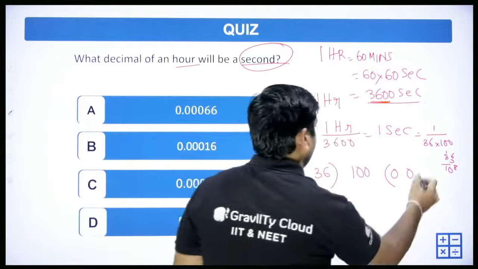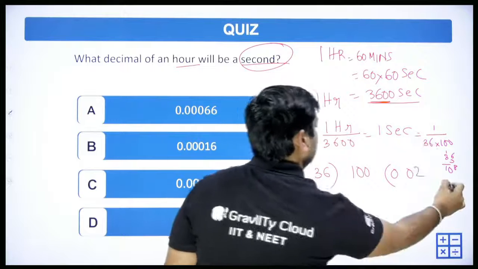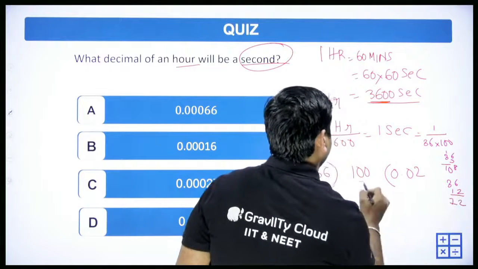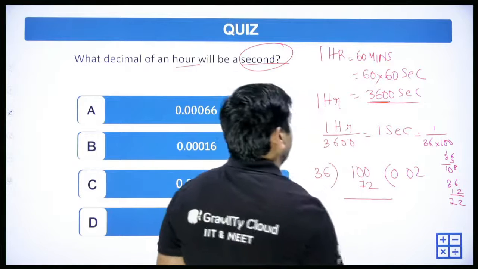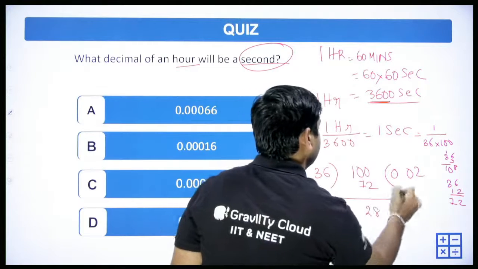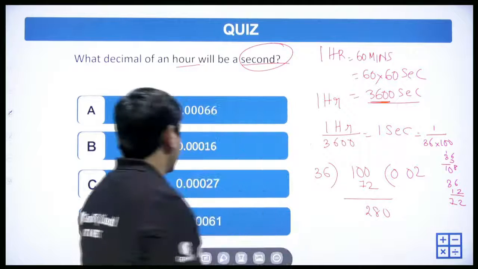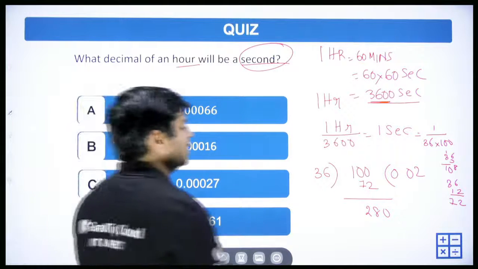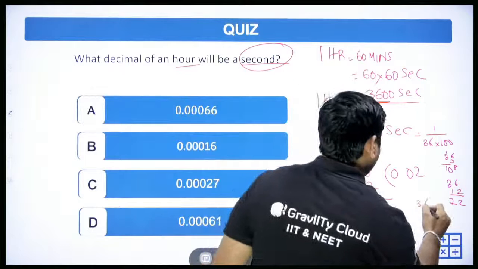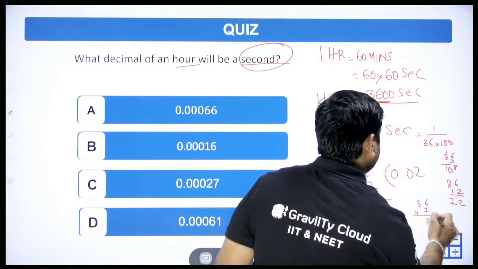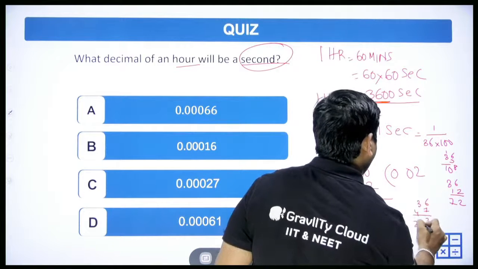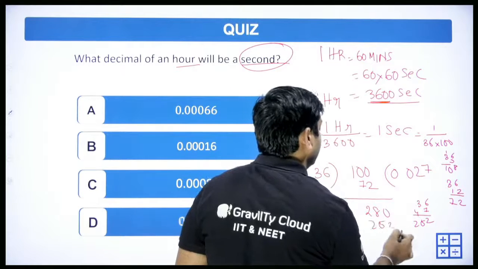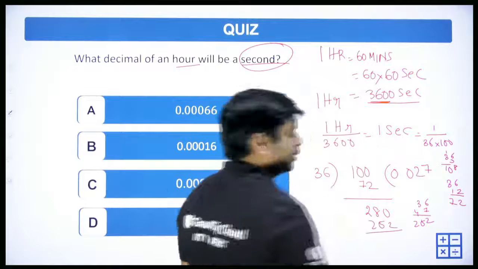Okay, so 0.02. So what is 36 twos? 6 twos are 12, 3 twos are 6, 7. That will give you 72, and the difference will be 28. Once again 0, right? So carefully check that. 0.02, maybe 7, 36 sevens: 7 sixes are 42, 7 threes are 21, 22, 23, 24, 25. Yes, 36 into 7 will be 252, and then it continues.